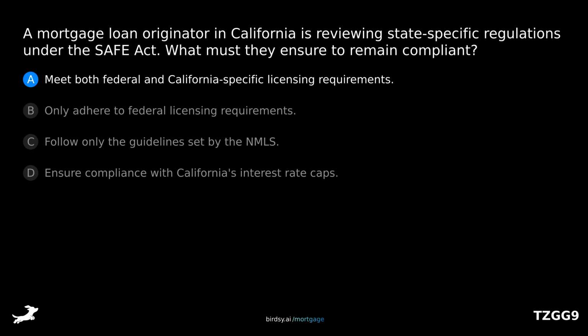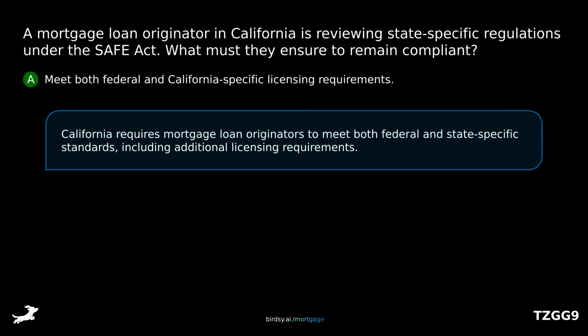Is it A, meet both federal and California-specific licensing requirements, B, only adhere to federal licensing requirements, C, follow only the guidelines set by the NMLS, or D, ensure compliance with California's interest rate caps? The answer is A, meet both federal and California-specific licensing requirements. California requires mortgage loan originators to meet both federal and state-specific standards, including additional licensing requirements.